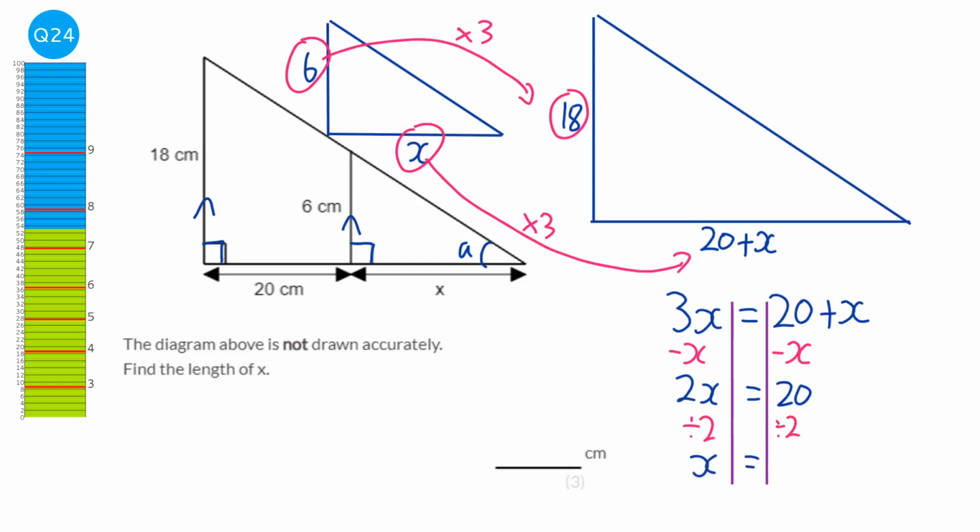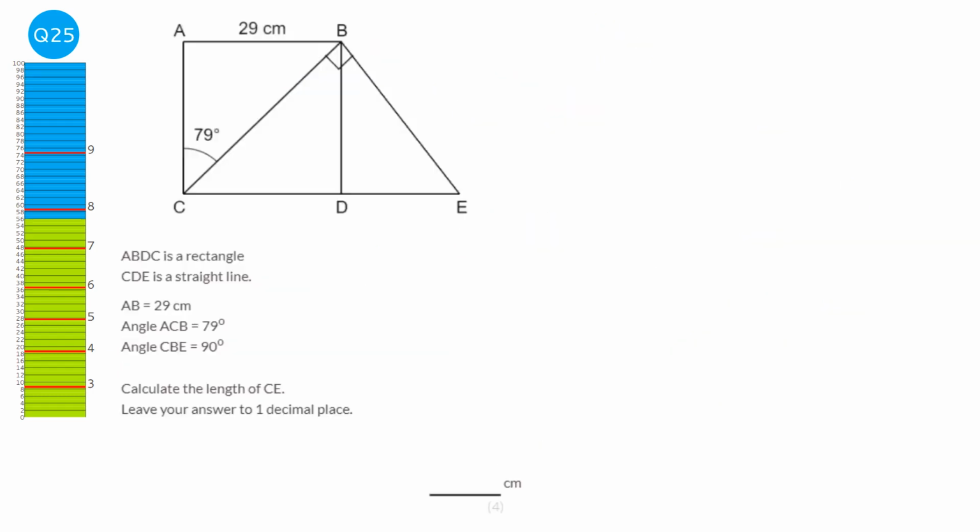And so we've got x equals 10. So we know that x equals 10, it says find the length x, and so that will be 10. So we can't work out length CE directly, but what I'm going to do is start off by finding length BC, and I'm going to do that using trigonometry.